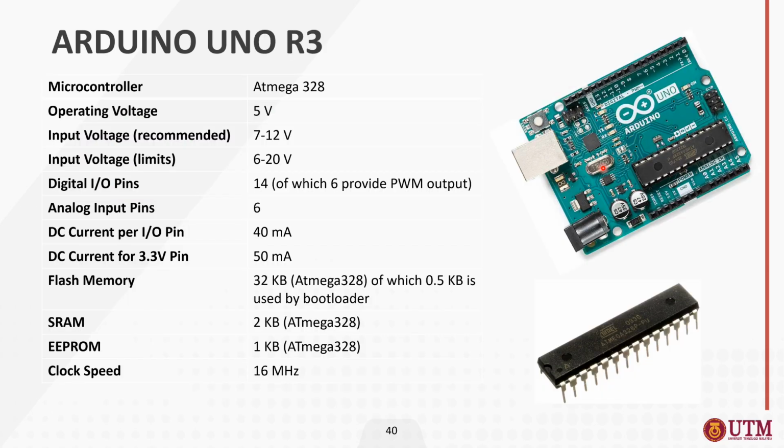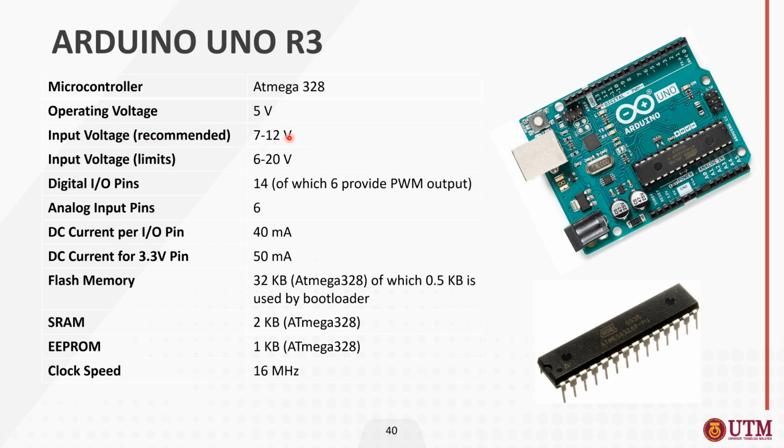Now we will concentrate on the Arduino Uno R3. The microcontroller that Arduino Uno uses is the Atmega 328P, which you have learned about in the earlier part of the lesson. The operating voltage for the Arduino is 5 volts, and the recommended input voltage is 7 to 12 volts.